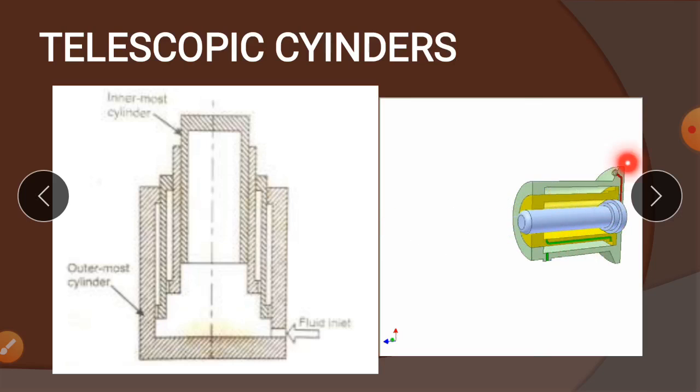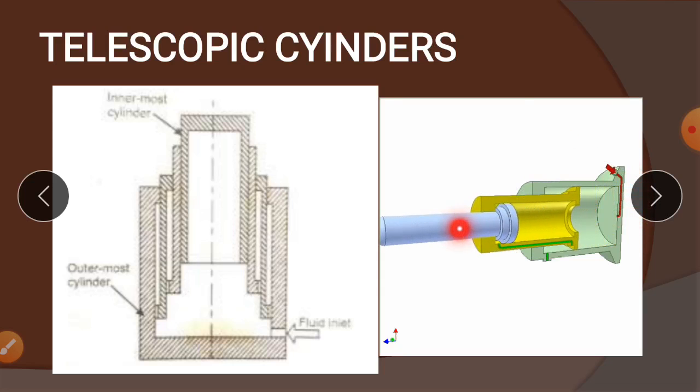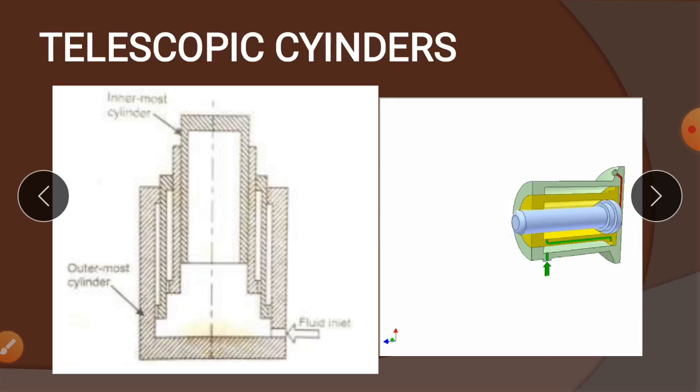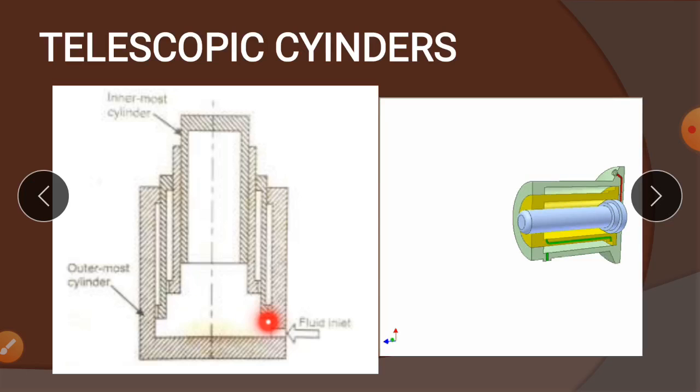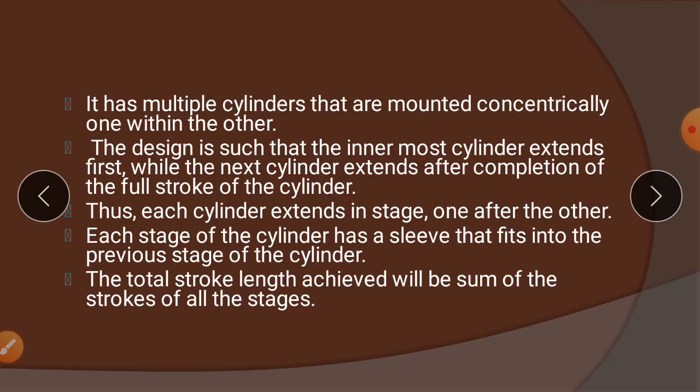The liquid first enters this port. You can see here, the liquid enters and pushes the first inner cylinder, then the second cylinder. Like that, the telescopic action takes place in the telescopic cylinders. Each stage of the cylinder has a sleeve that fits into the previous stage of the cylinders. The sleeves are provided at the end. These are the sleeves, and they fit at the end of the stroke of each cylinder. The total stroke length achieved will be the sum of the strokes of all stages.